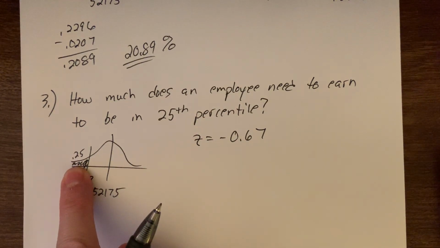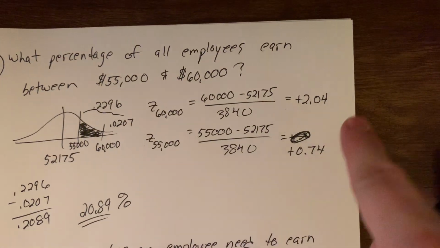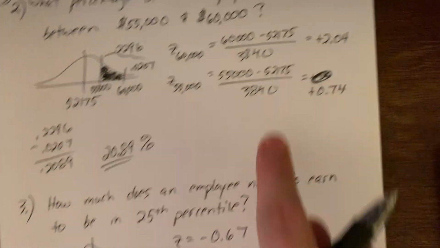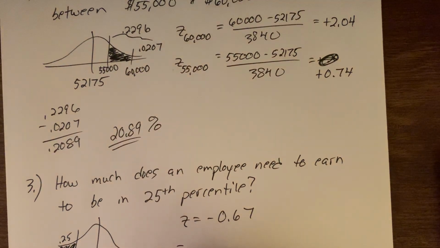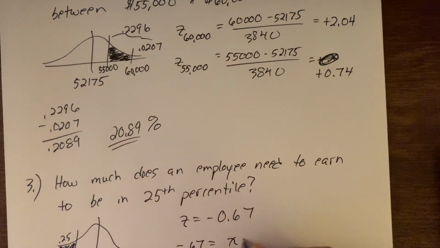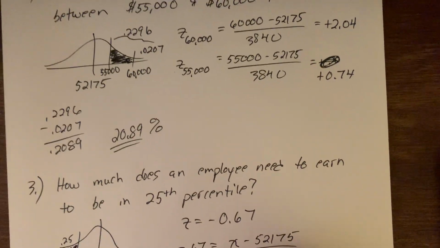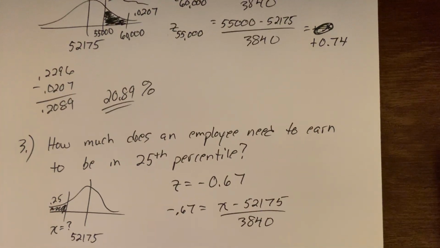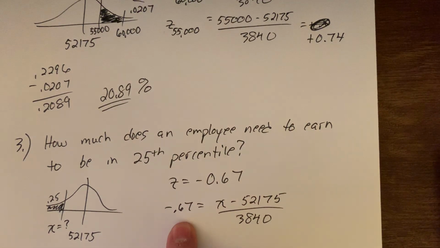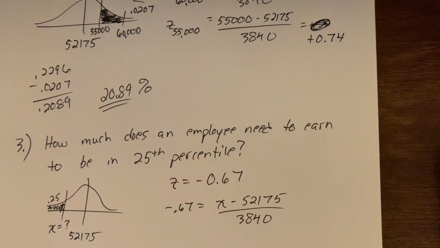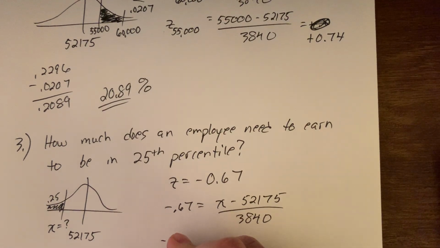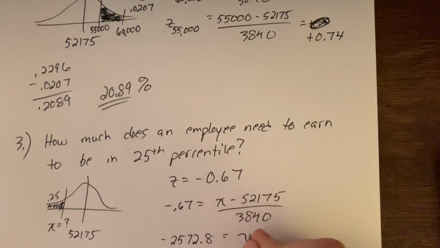We use the area to get the z, unlike up here where we use the z to get the area. But now that we've got the z, using the formula in reverse. Negative 0.67 is x minus the 52,175 divided by the 3840. Don't forget this is negative, right? Negative 0.67 times 3840 still gives you a negative 2,572.8.